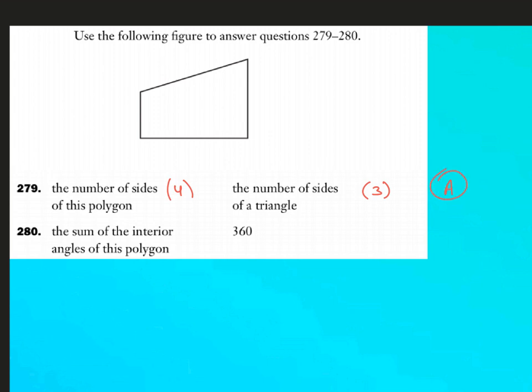Now next we have the sum of interior angles of this polygon and 360. If you remember, I gave you a formula to find the total angle in a polygon, which is (n minus 2) into 180. In this case, it's (4 minus 2) into 180, which is 360. So we're comparing 360 to 360. So that has to be option C.